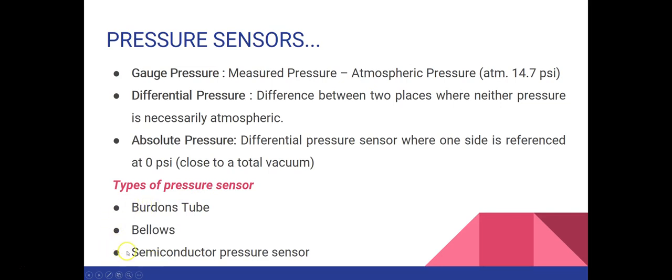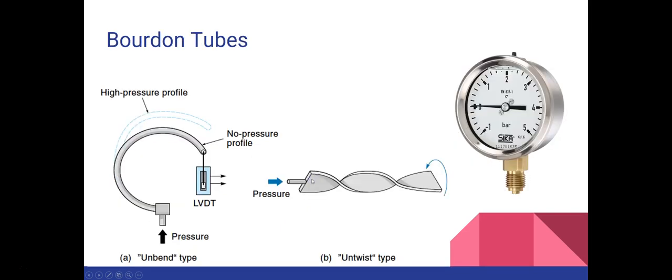Now next we have different types of pressure sensors, and these are the three pressure sensors which we are going to study in this lecture. First is the Bourdon's tube, second is the bellows, and third is the semiconductor pressure sensor. So let's begin with the Bourdon's tube.